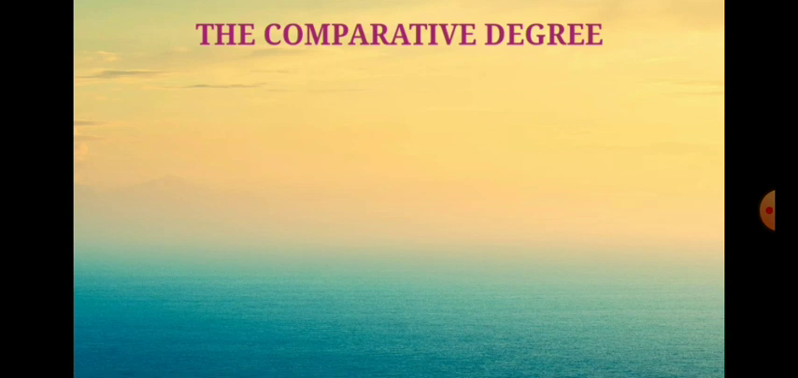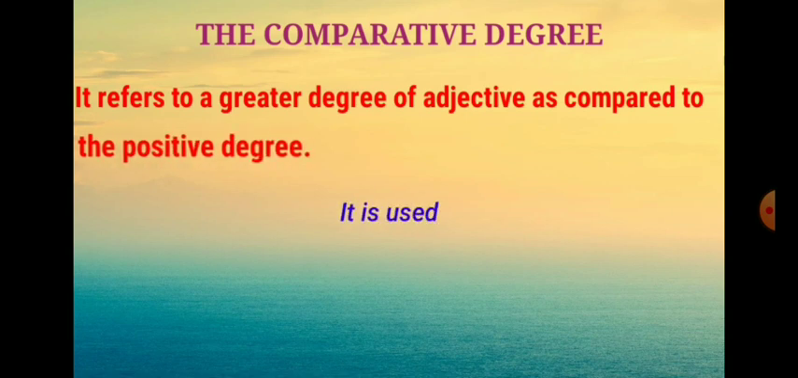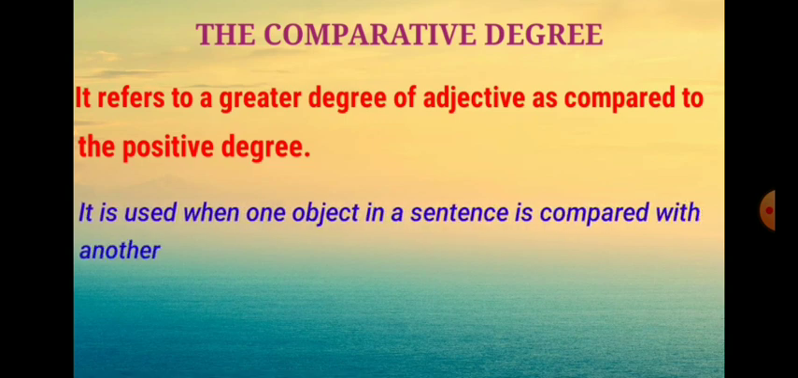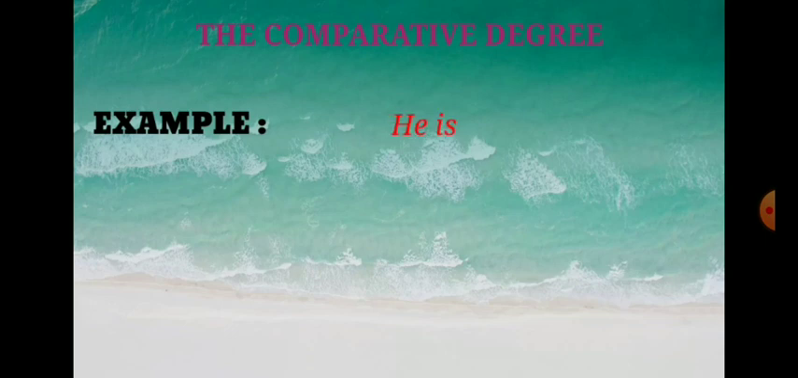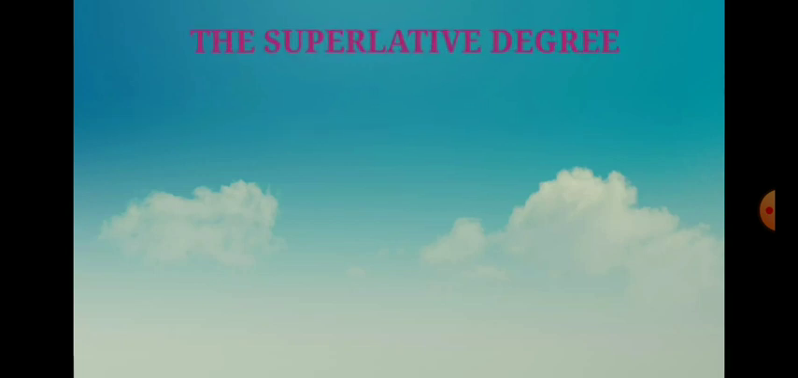The comparative degree. It refers to a greater degree of adjective as compared to the positive degree. It is used when one object in a sentence is compared with another. For example, he is taller than Ram. In this sentence, taller is the comparative degree of adjective because two objects are compared.